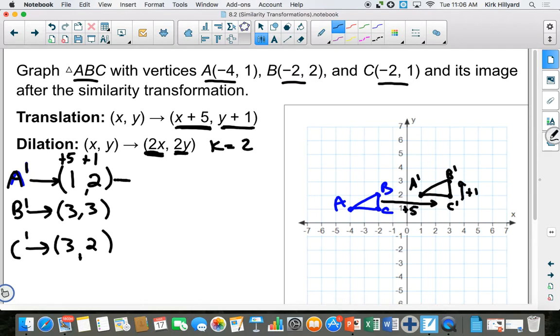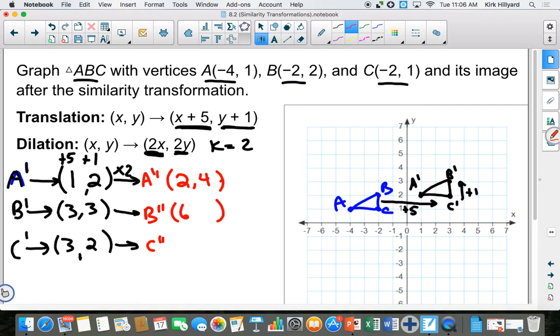Now we're going to enlarge it by a scale factor of 2, as we mentioned before. So what we're going to do here is multiply our x and our y by 2. And that's going to become our red shape, or our A double prime, our B double prime, and our C double prime. So A double prime: 1 times 2 is 2, 2 times 2 is 4. 3 times 2 is 6, and 3 times 2 is 6 again. And 3 times 2 is 6, 2 times 2 is 4.